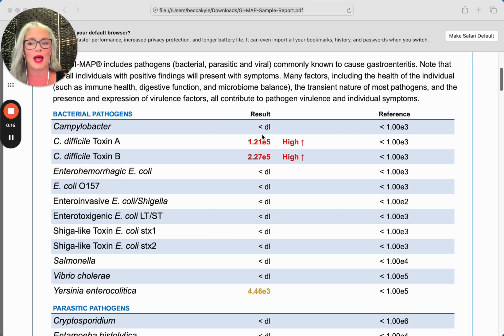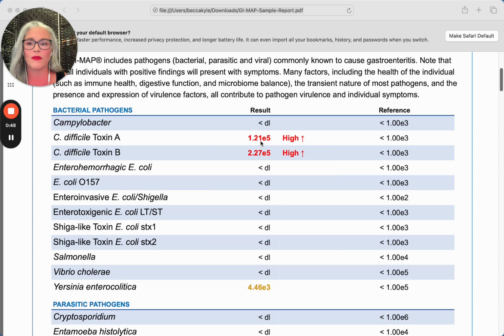You'll see here on this first page, we've got some bacterial pathogens. This person's got some high C. diff toxins A and B. Now, if you've got C. diff in your gut and it creates these exotoxins A and B, which are extremely, extremely toxic, it can actually destroy the layer of cells that line your gut, causing massive leaky gut. It can cause a buildup of dopamine in the brain because it kind of hijacks the ability for that dopamine to break down. It can cause all sorts of gastrointestinal symptoms: diarrhea, bloating, stomach pain, things like that.